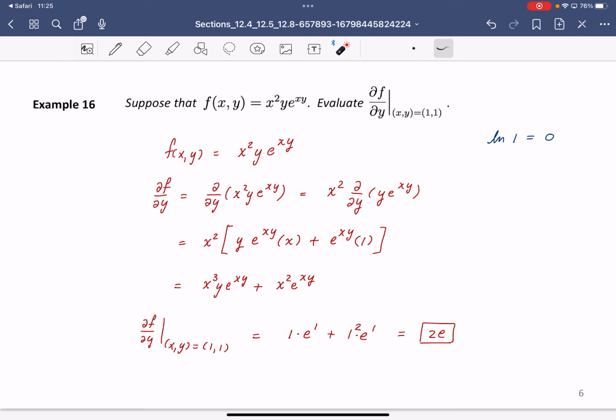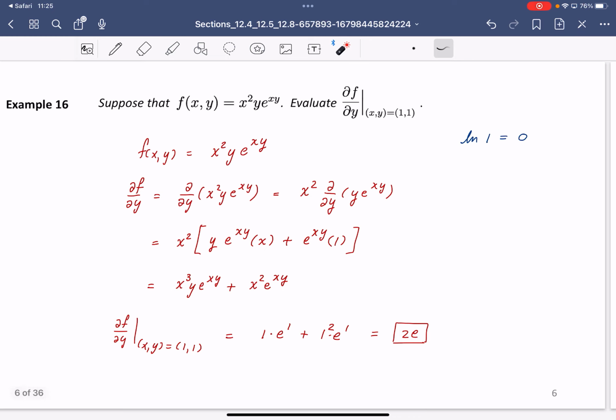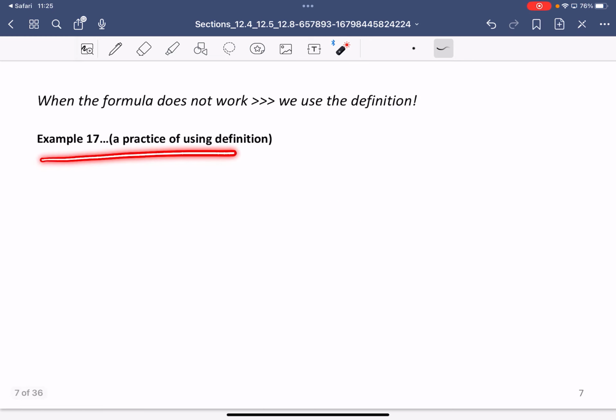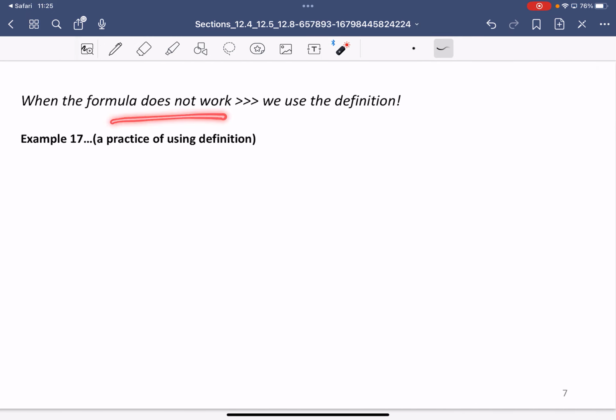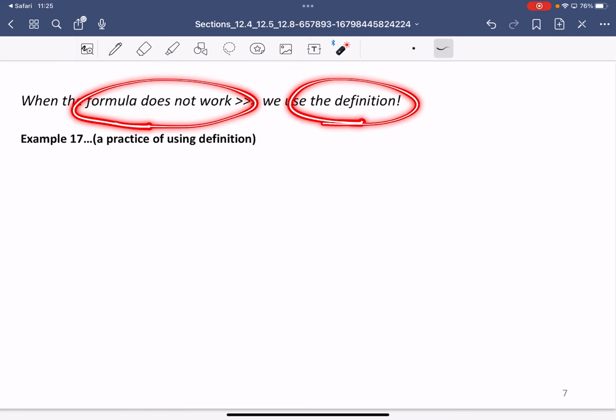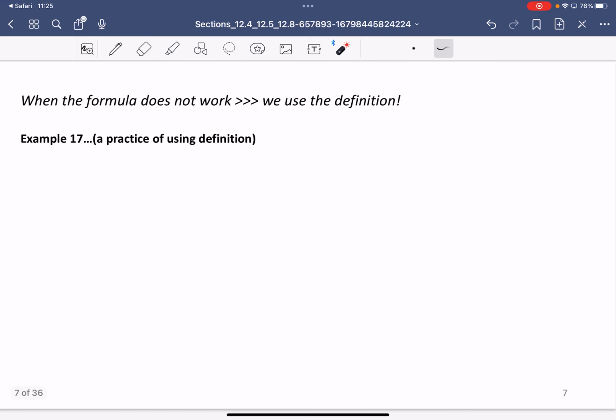Okay, so we're gonna move to the example that shows you how to use the definition. When the formula does not work, we're gonna use the definition. This is going to be our last example for today. Let's try. So for example, if I have the function f(x,y) equal to, let's say, something over x plus y squared, on the top maybe.